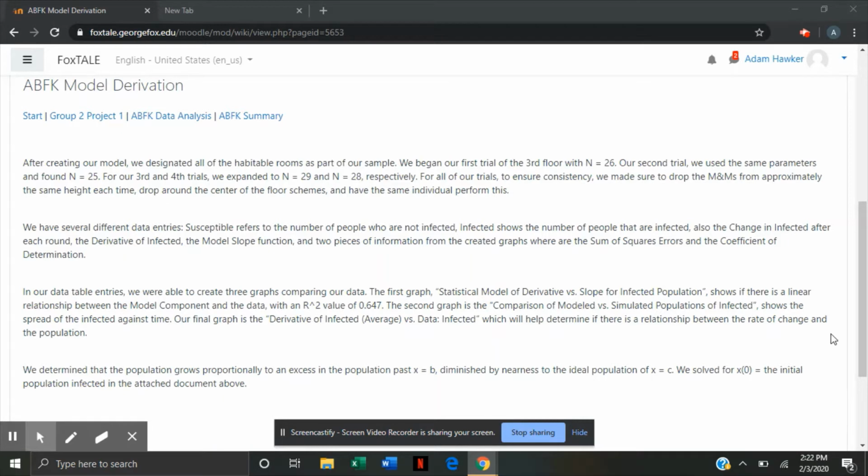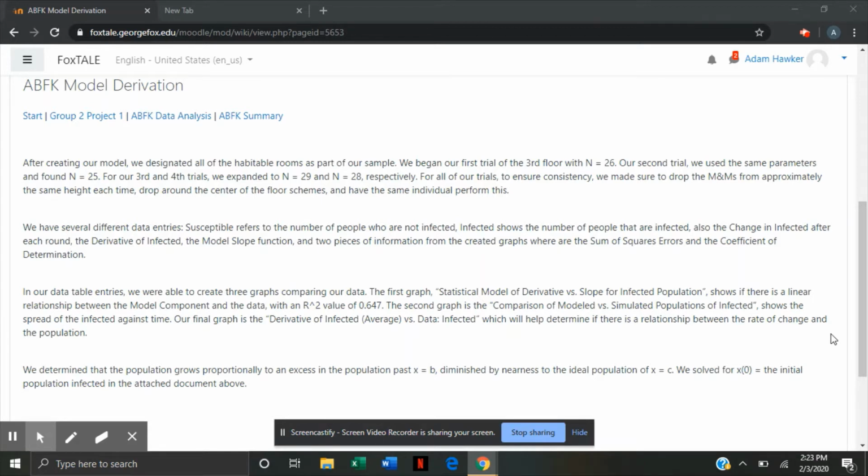For consistency and good measurable data, we decided to drop the M&M from about the same height from the paper and always drop them around the center of the floor plans. Our data consisted of several different types of entries. The susceptible data refers to the number of people who have the ability to become infected. We measure the change in the number of people infected after each drop. We also included the derivative of the infected, our model slope function that we obtained from the graphs, while also entering data of the sum of the squares errors and the coefficient of determination.